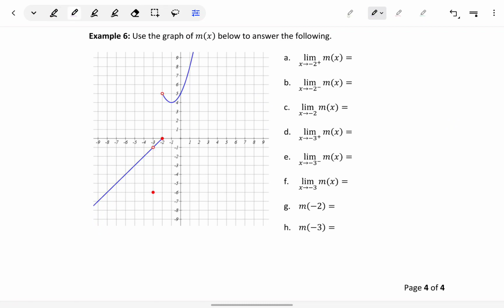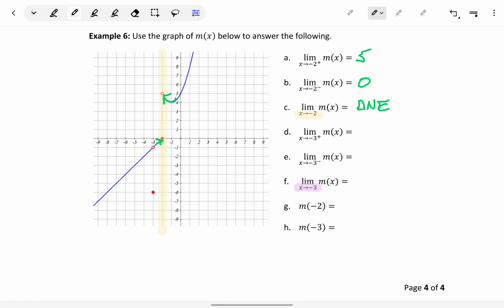Similarly, with example 6, we'll want to pay attention to which part of the graph we should be considering. The first three limit statements deal with what's happening around x equals -2. As we approach -2 from the right, we're approaching a function value of 5. And as we approach from the left, we're approaching a function value of 0, meaning the limit as x approaches -2 does not exist.